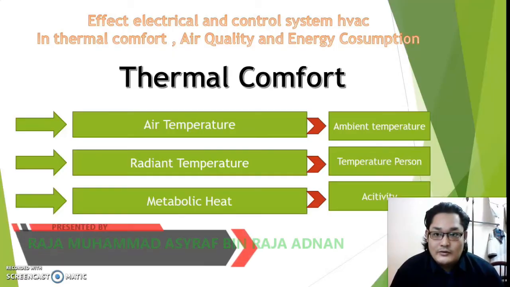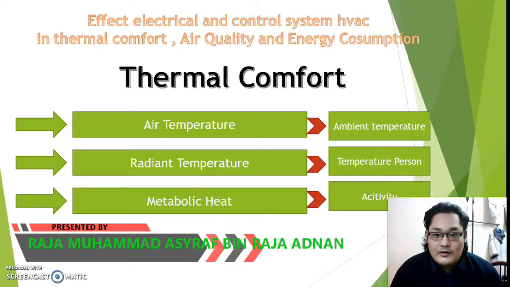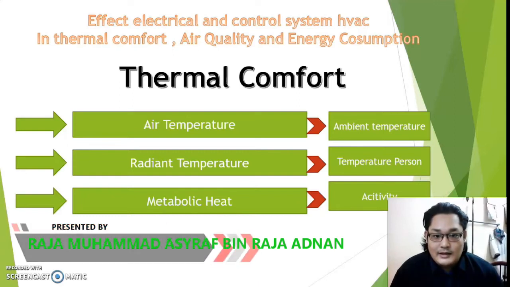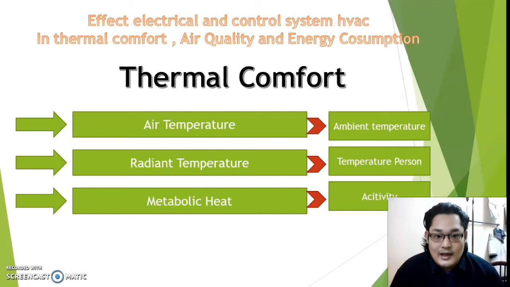First of all, we go to thermal comfort. Thermal comfort has three factors: air temperature, radiant temperature and metabolic heat. What do we mean by air temperature? Air temperature is the air contact temperature measured by the dry bulb temperature. In other words, it is the ambient temperature. Ambient temperature for each place is different, either a room or another place.